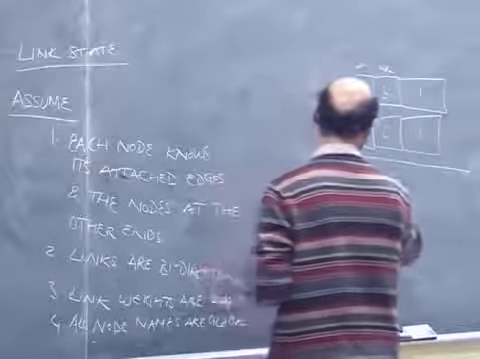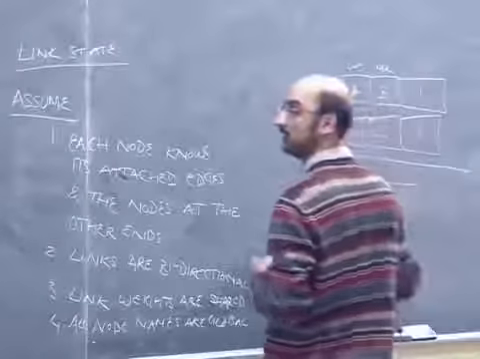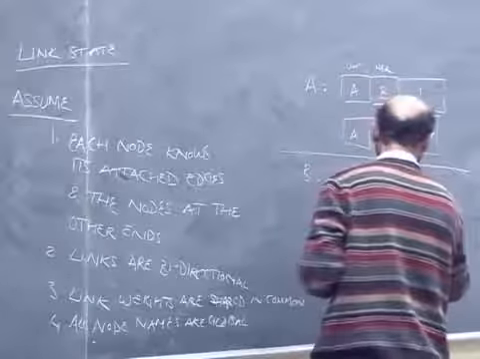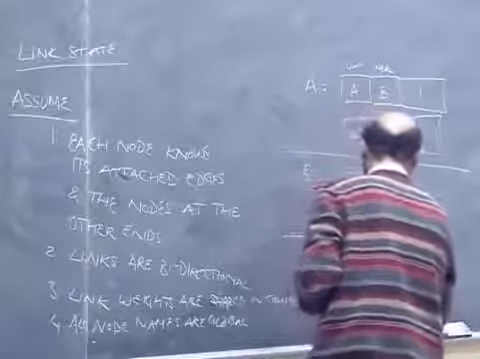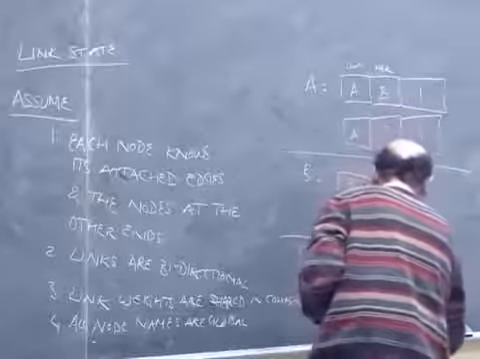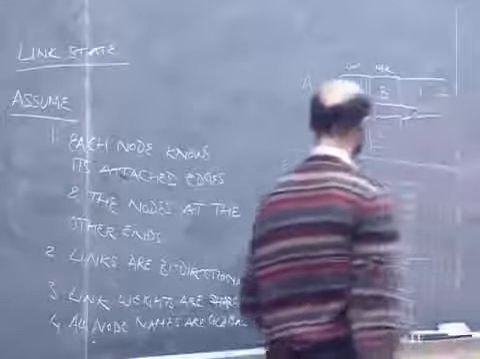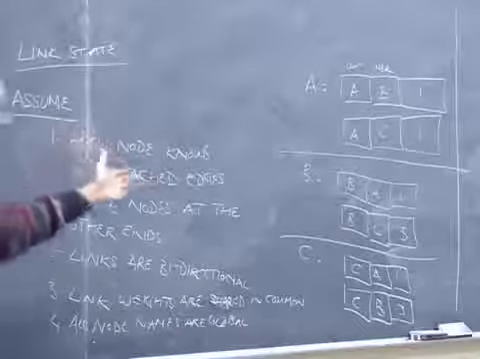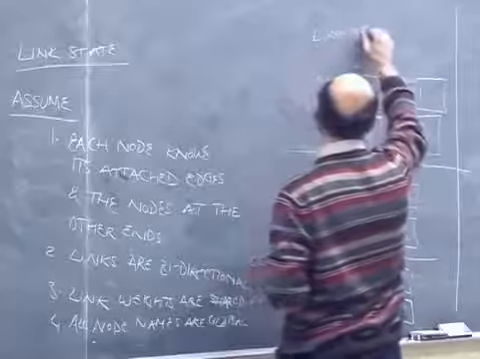B says, I'm B, my neighbor is A, and the cost is 1. And B says, I'm B, my neighbor is C, and the cost is 3. And C says the same thing. Basically, C says, I have a neighbor called A, cost is 1. I am C, my neighbor is B, the cost is 3. Okay? Do you see how you can make these packets? Once we make these packets, we give them a name. They're called link state packets.